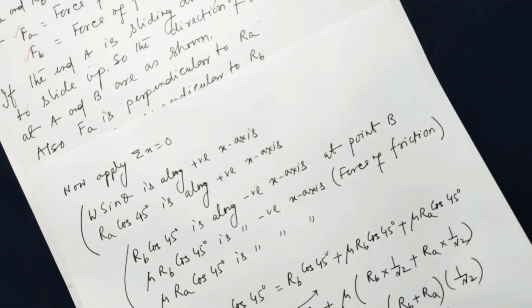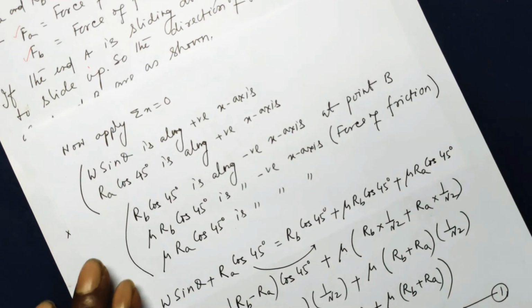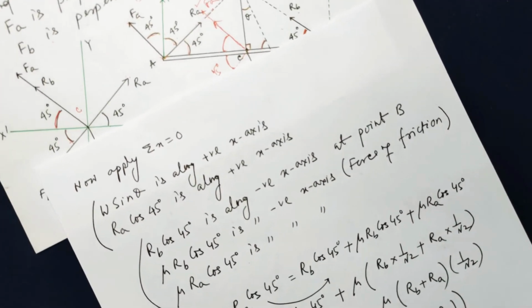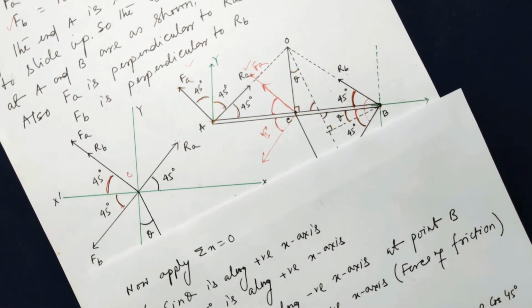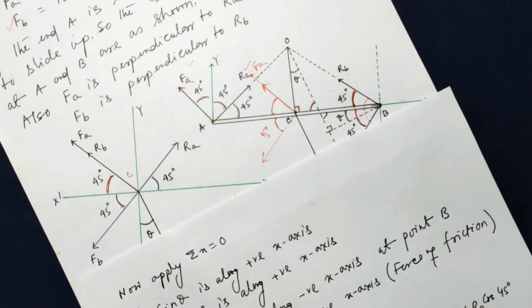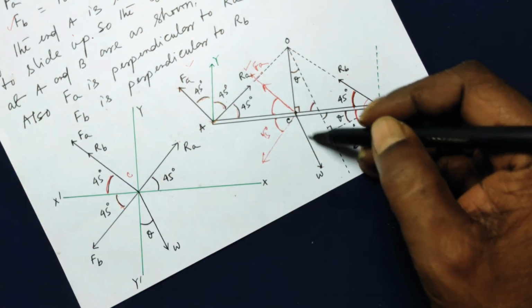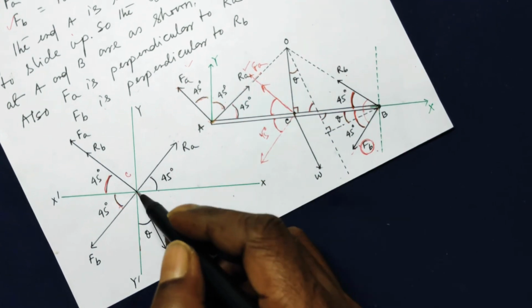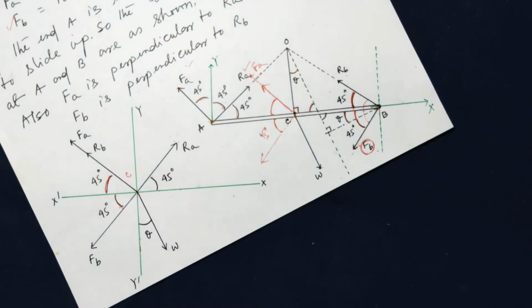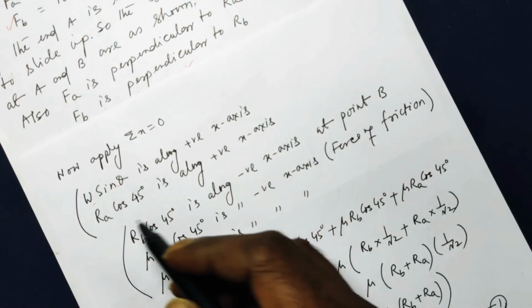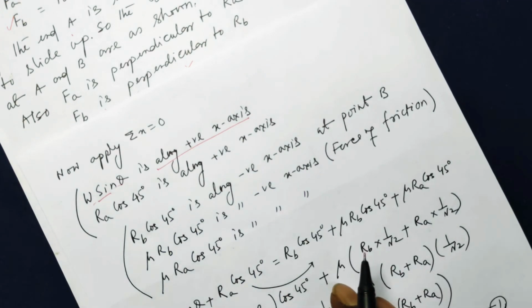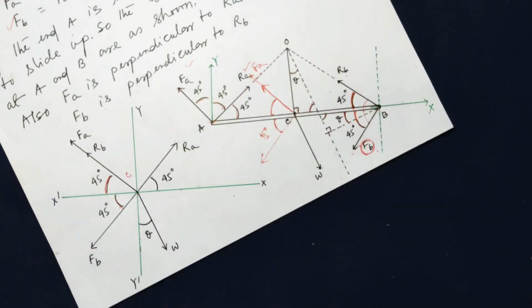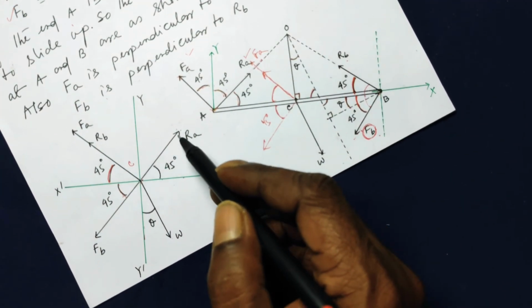Now apply sigma x is equal to 0. The sum of the forces along the x-axis is 0. Let me explain one by one. This is your W. To this side will be W cos theta and to this side will be W sine theta. So W sine theta is along positive x-axis, and Ra cos 45 is along positive x-axis. Look here, this is your Ra.